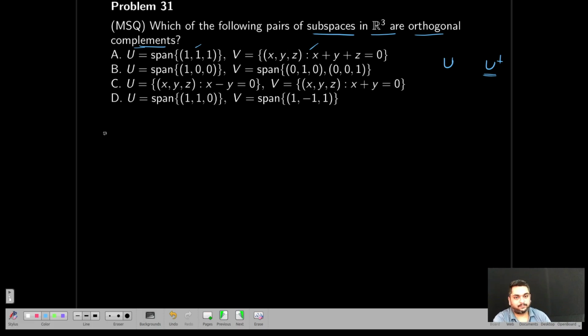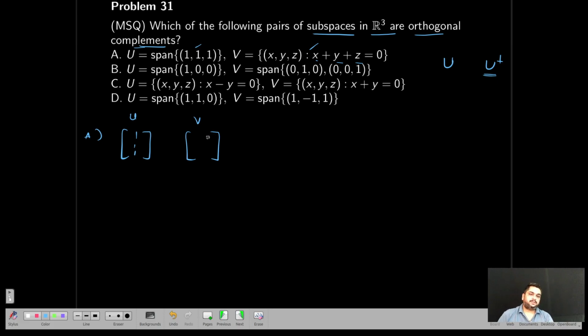That is the meaning. So let us take the option A. Span of 1, 1, 1, 1, 1, 1. And they are saying here x plus y plus z equal to 0. This means what? This is U, say vector. This is B. B, x plus y plus z means what?